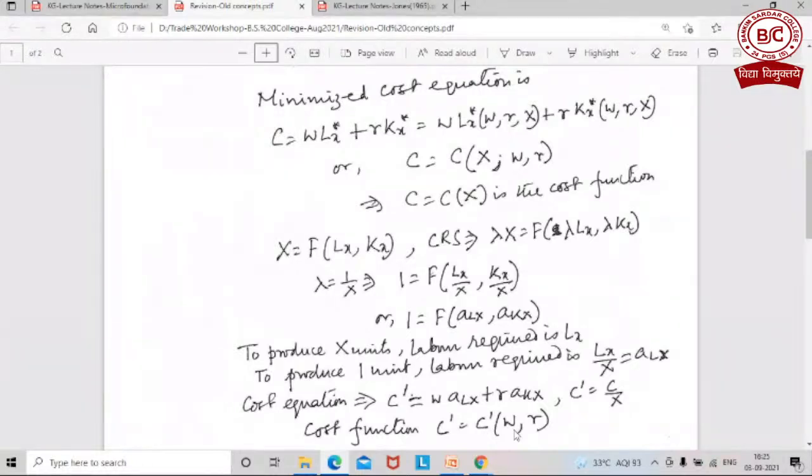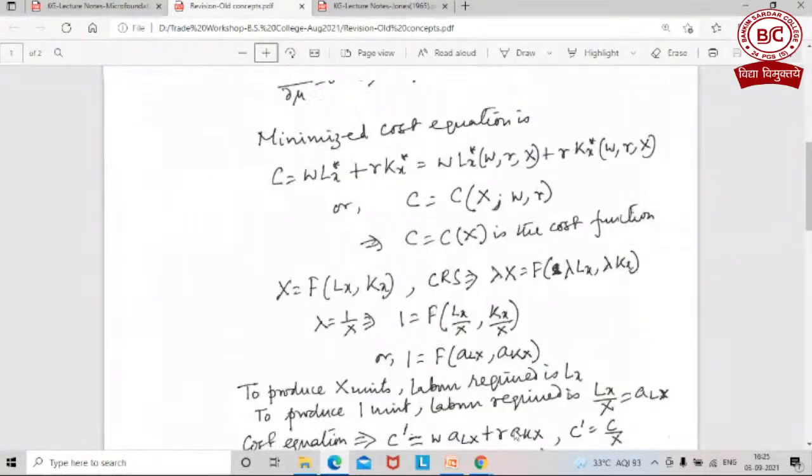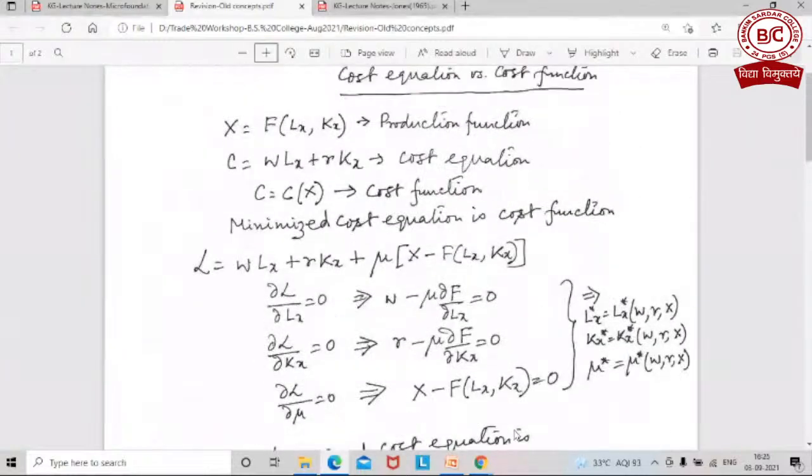Similarly, Akx is the amount of capital required to produce one unit of output. So this Alx and Akx are known as the labor coefficient and the capital coefficient. Sometimes we call them input-output coefficients as well. So these are the labor and the capital coefficients, and we denote them by Alx and Akx. So in this case, earlier, the cost equation was WLX plus RKX. Why? Because the production function was like this, X equal to a function of LX, Kx.